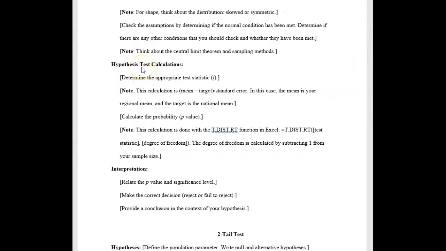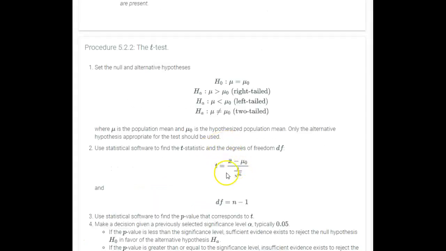So next, you want to calculate your t-test statistic. The formula is listed here. Find the p-value of that test statistic, and it tells you the formula to use in Excel. And then if the p-value is less than your significance level, we reject the null. If it's greater than the significance level, we fail to reject the null. So there it is in the book written out in symbols. Remember, your degrees of freedom is one less than your sample size.